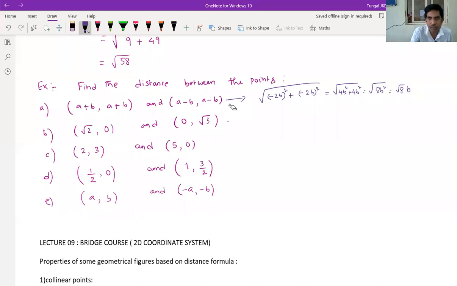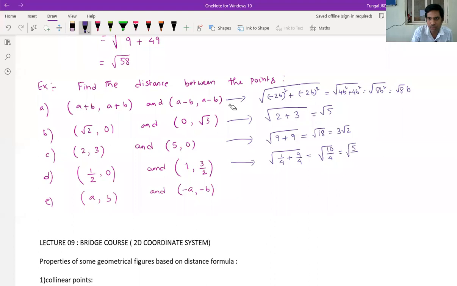And what about this one's answer? Nothing but root over 2 plus 3, answer will come, I think, root 5. And for this one, what will we get? 5 minus 2 whole square, nothing but 9. 0 minus 3 whole square, 9. Root 18, nothing but 3 root 2. And for this one, the answer will come 1 minus 1 by 2 whole square, nothing but 1 by 4. 3 by 2 whole square, nothing but 9 by 4, nothing but root 10 by 4, or you can write it as root 5 by 2.